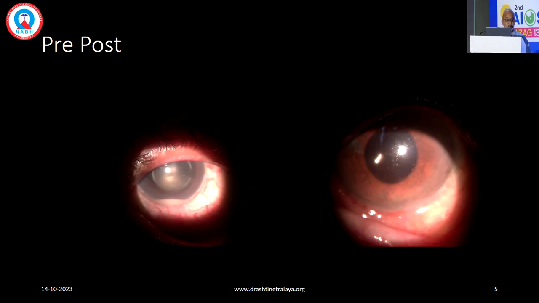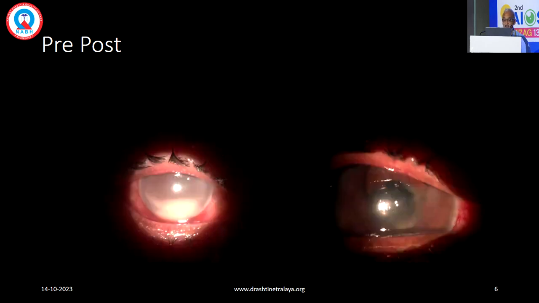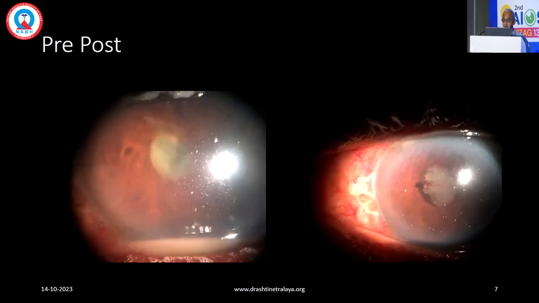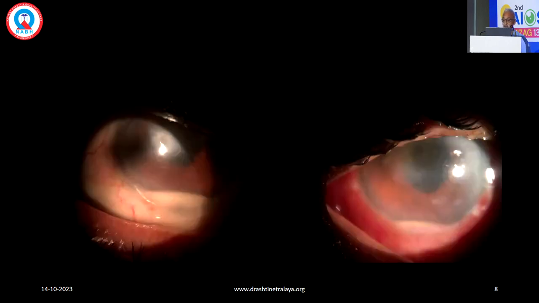So these are some pre and post pictures. Treated only with intravitreal injection. The patient presented early, injection was given, and the end result was a normal eye. No surgery has been performed in these cases, but in this case surgery was required later on, but we can see that the infection is gone.